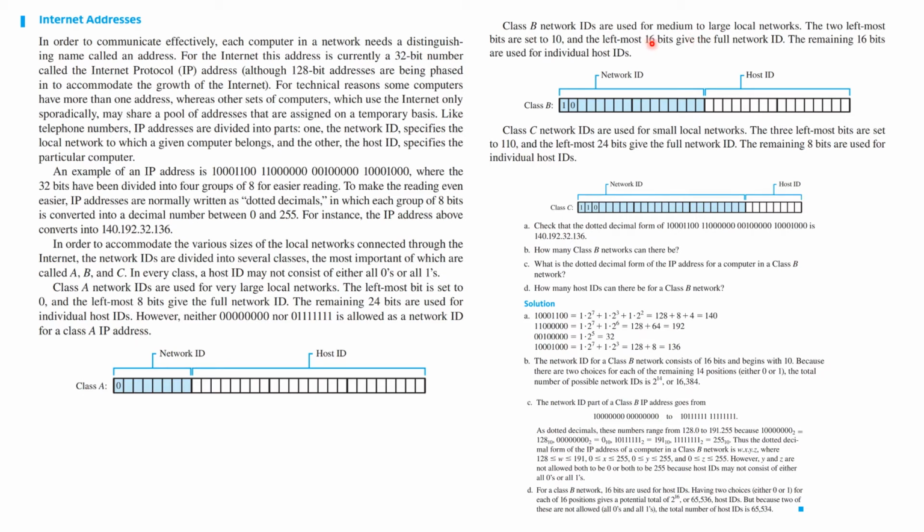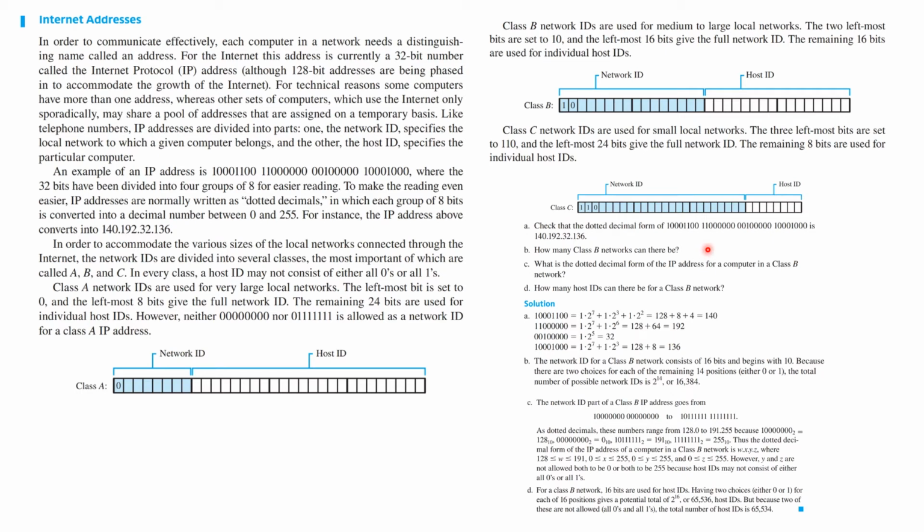Class B IDs are used for medium to large local networks. The left 2 bits are set to this. That tells you that you're using a Class B network. Then you have that network ID and that host ID. Now you have fewer host IDs in this case. Class C networks are used for smaller networks. You have a big network ID, the leftmost 3 bits, 110, are fixed. The rest of them can vary, and the remaining 8 bits are used for individual host IDs.